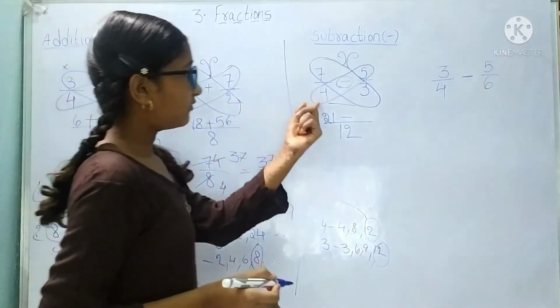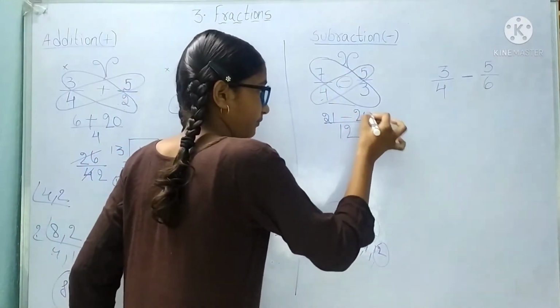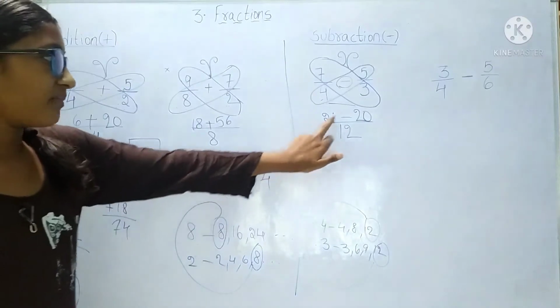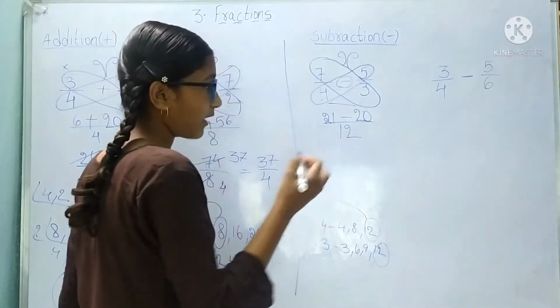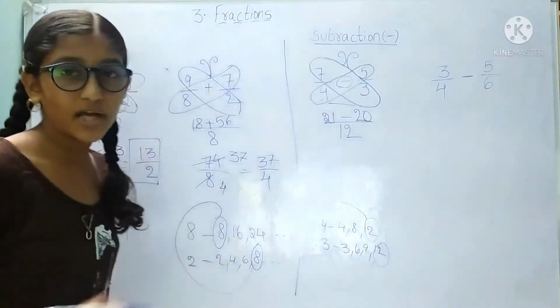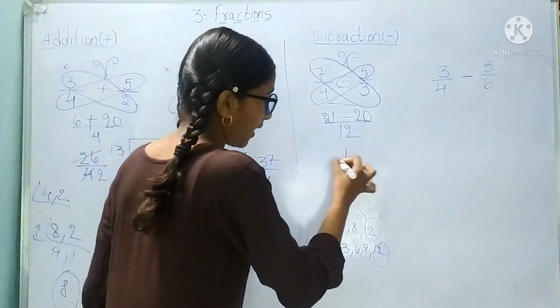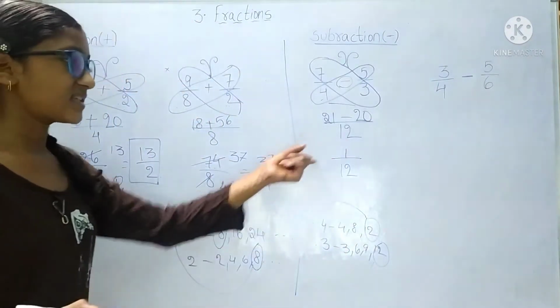And next 4 into 5 means 4 5s are 20. Okay, here 21 minus 20 by 12. This is the answer. And now we have to subtract this 21 minus 20. So 21 minus 20 is 1. 1 by 12 is the answer we got in this sum.